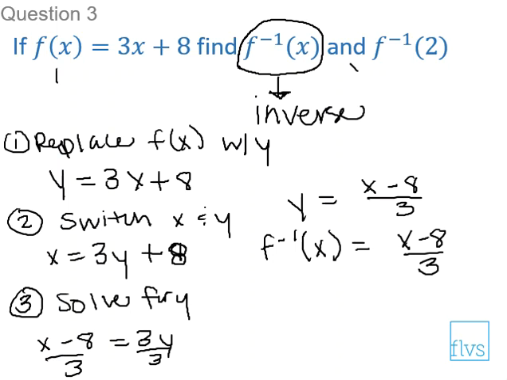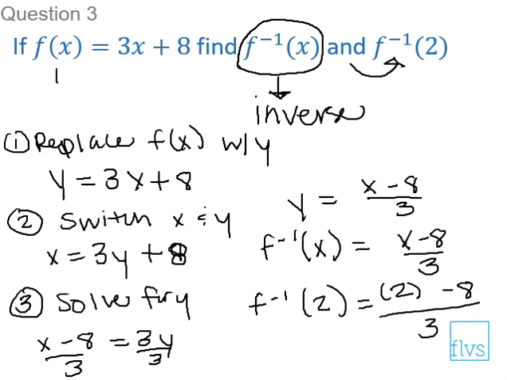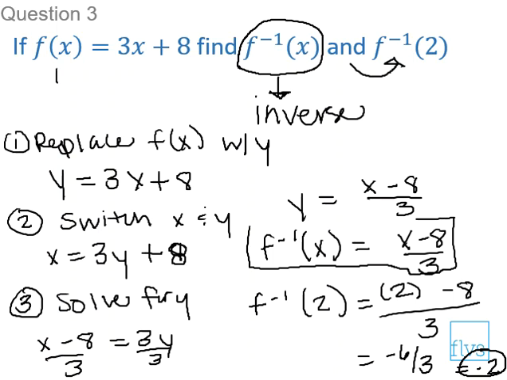And lastly, we need to find f negative 1 of 2. Like we talked about before, that's simply replacing all of the x's with that number. So 2 minus 8 is negative 6 over 3, which would give us negative 2. So our two answers: f negative 1 of x, which is our inverse, is x minus 8 over 3, and f negative 1 of 2 is equal to negative 2.